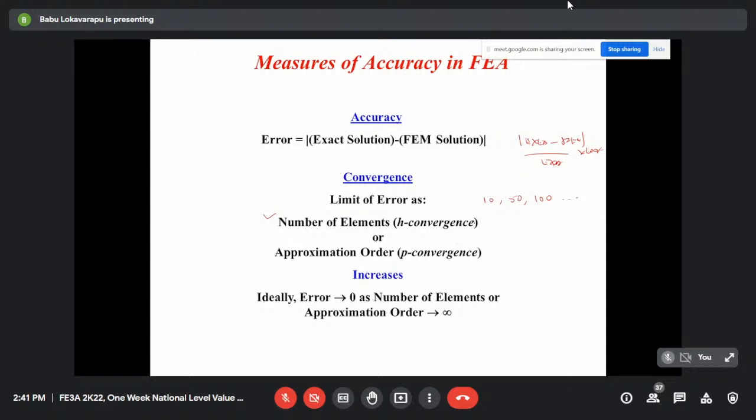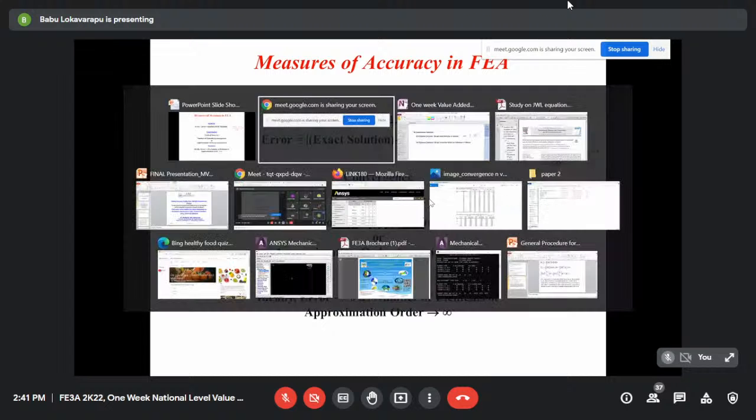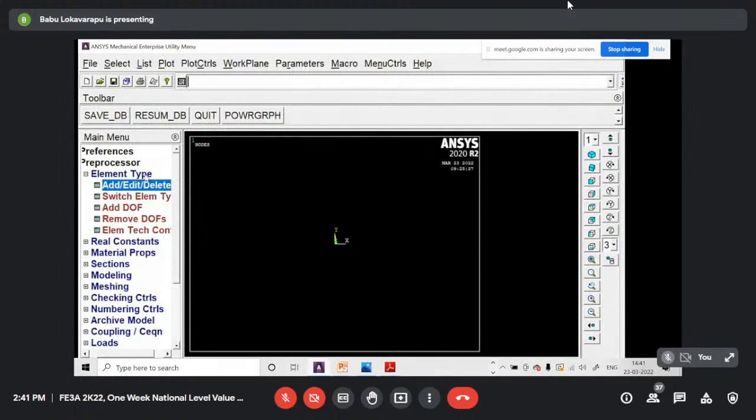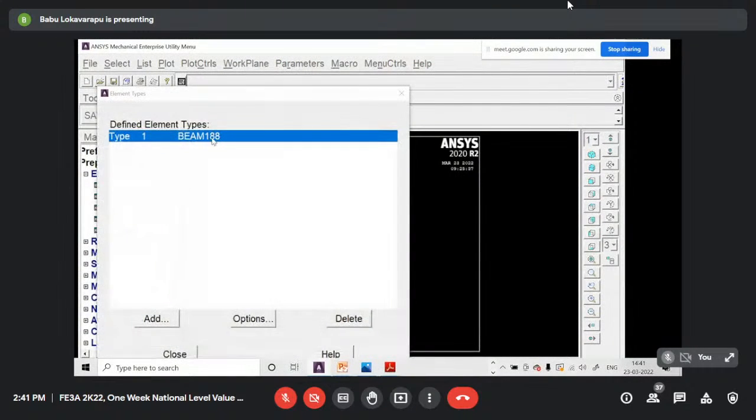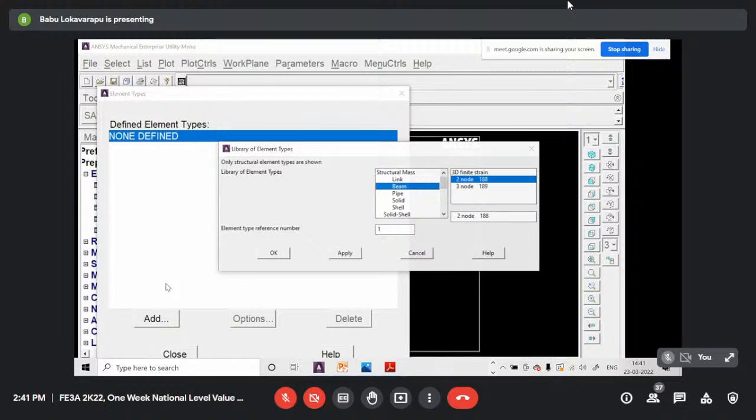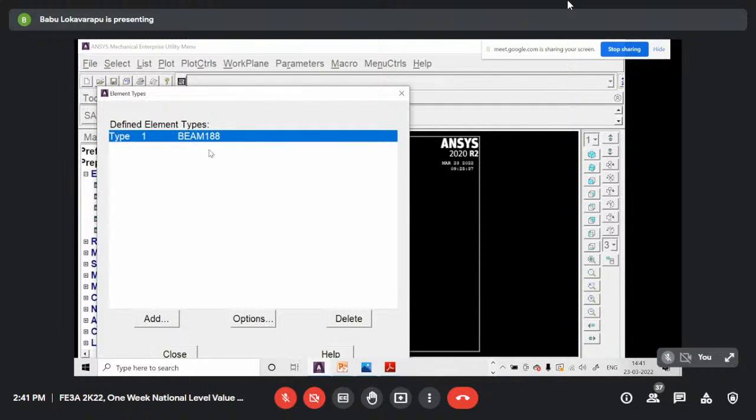How do you do this? I think many of you might have done this in finite element analysis. How are we going to do that? For example, if I select the beam element, I have selected the beam element. Let us say I want to show the option. So I am doing this, beam 2 node 188. I have selected the beam element. Then here, if you go to the options, are you able to see the screen? ANSYS main screen. Are you able to see?